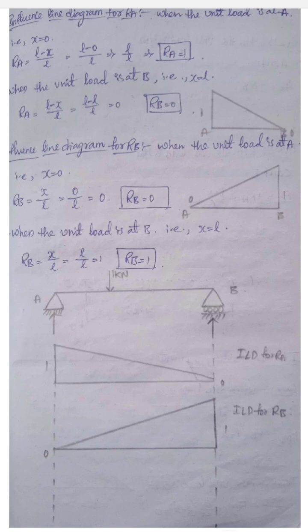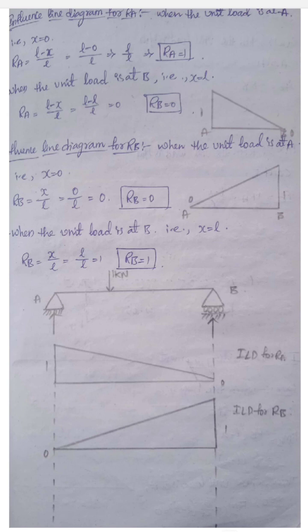Now, the influence line diagram for reaction RA. When the unit load is at A, that is at x equal to 0, RA equals (L minus x) by L, that is (L minus 0) by L, which is equal to 1. When the unit load is at B, that is at x equal to L, RA equals (L minus L) by L, that is equal to 0. That means RA equals 0 at B. So you can draw the influence line diagram for RA now. At A you will have 1, at B you will have 0. You can see the triangle over there.